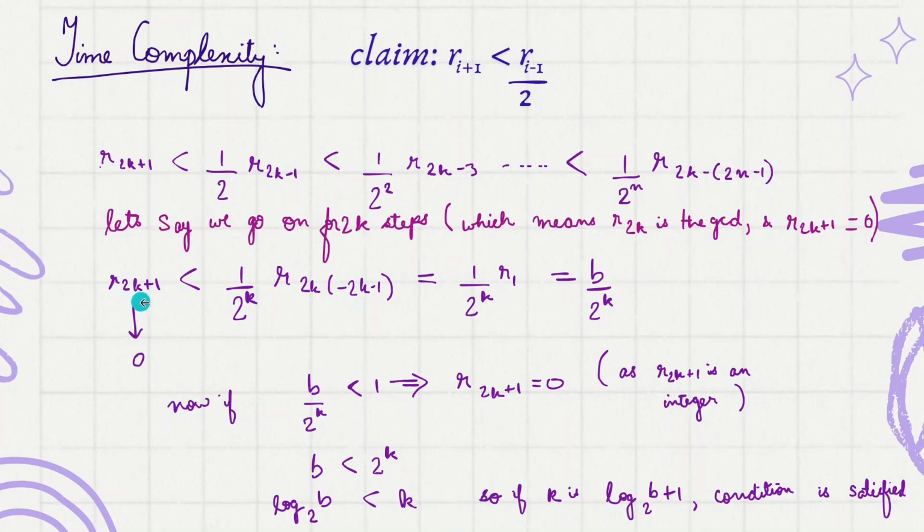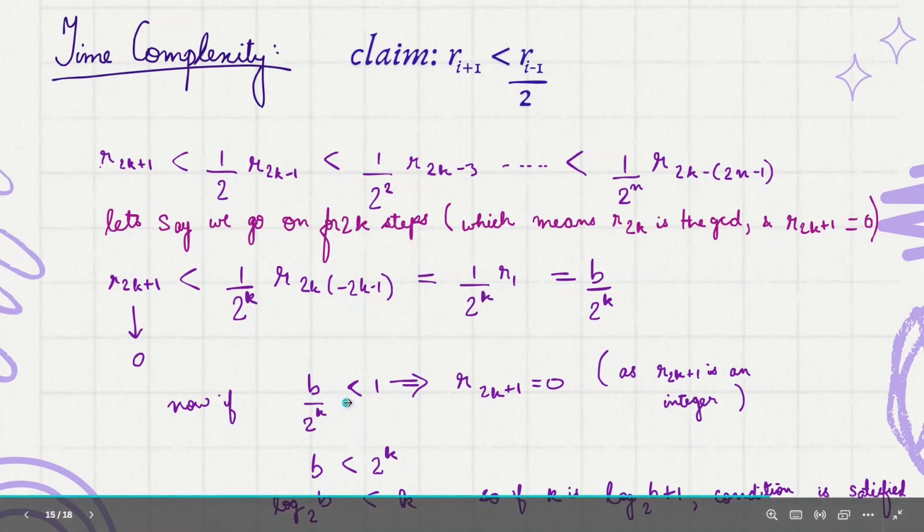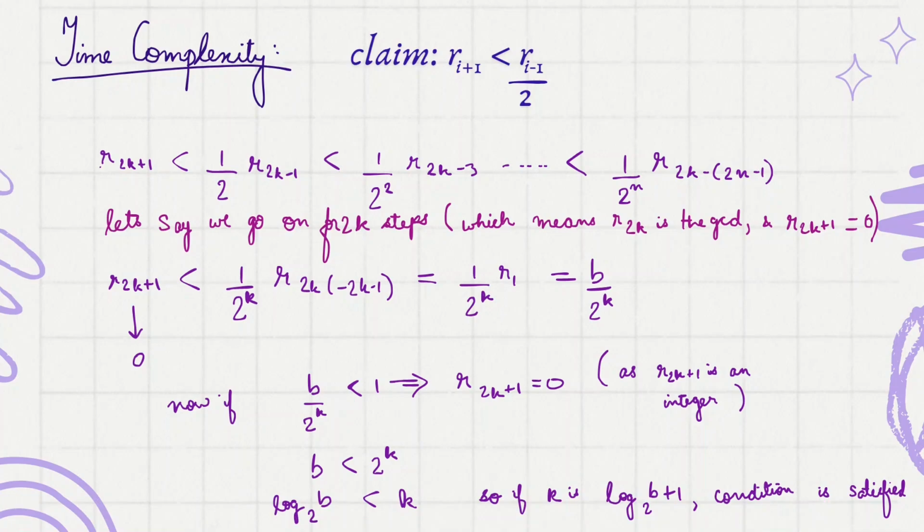And note that r(2k+1) is an integer. So to ensure that r(2k+1) is 0, we can say this is less than 1. Using that, we can get an approximation. So we can say b by 2 to the power of k is less than 1. Considering this inequality, b is less than 2 to the power of k, and log b to the base 2 is less than k. So if we say k is log b to the base 2 plus 1, we get a pretty nice approximation. And log b to the base 2 is a number. We already know b, so it's easy to find. And so the number of steps would be twice of this, but that's a pretty good approximation, and it's actually a very good time complexity.